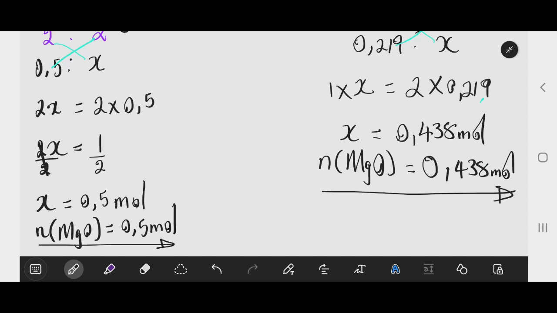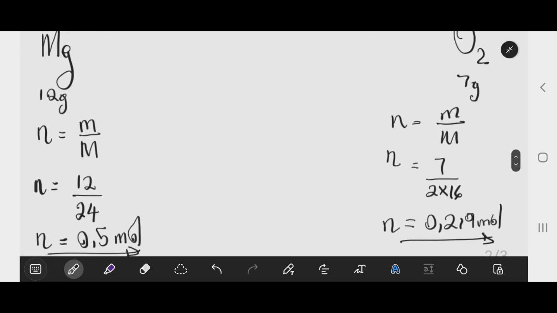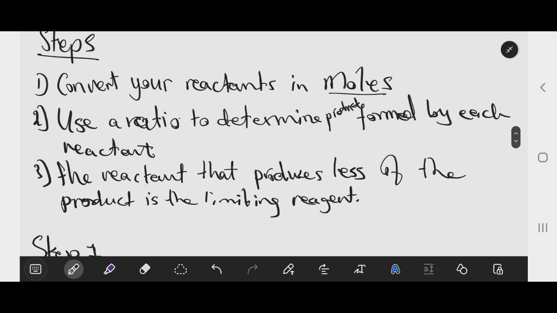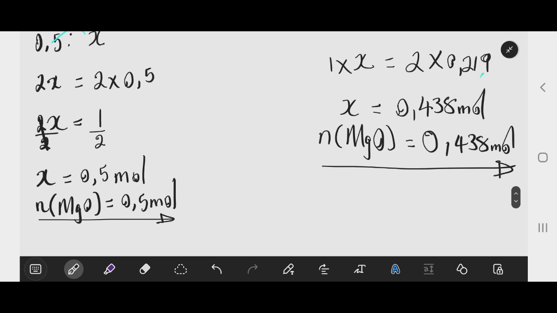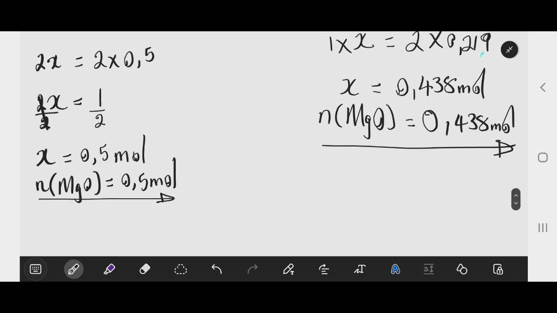We check how much of the product we can produce using each reactant. So with magnesium, we can produce 0.5 moles of magnesium oxide. But with oxygen, we can produce 0.438 moles of magnesium oxide. So for step number 3, we said the reactant that produces less of the product is the limiting reagent. So now let's decide which one produces less between magnesium and oxygen gas.